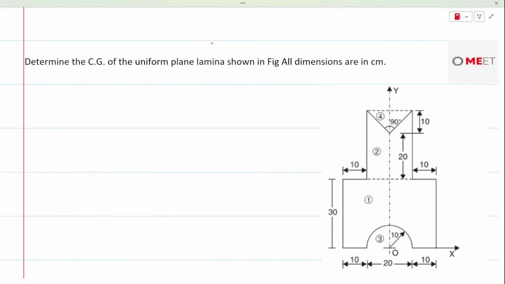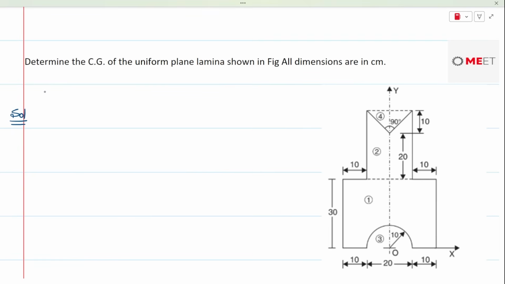In the question, it is asked to compute the center of gravity of the uniform plane lamina as shown in the figure. All the dimensions are in centimeters. So the numbering of areas is given. Area number 1 is a rectangle. Area number 2 is another rectangle. Area number 3 is a semicircle. Area number 4 is a triangle.